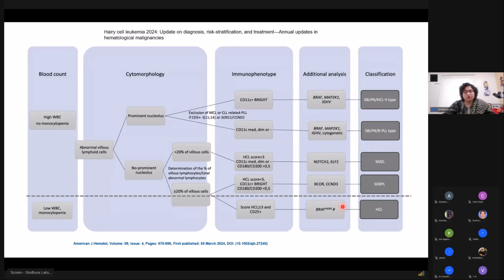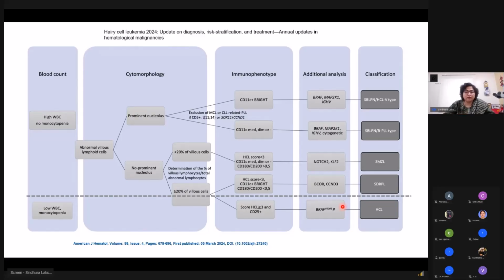Now, if there is no prominent nucleolus, then your HCL comes into strong suspicion. If there are less than 20% villous cells and the HCL score is less than 3, then look for NOTCH2 and KLF2, which would diagnose SMZL. Also, on flow, you can do CD180 and CD200. If the CD180 is brighter, then it is more likely to be SMZL than HCL.